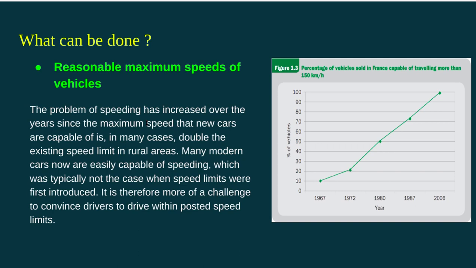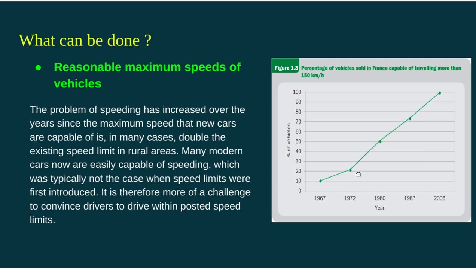Reasonable maximum speeds of the vehicles. The problem of speeding has increased over the years, since the maximum speed that new cars are capable of is in many cases double the existing speed limit in rural areas. Many modern cars now are easily capable of speeding, which was typically not the case when speed limits were first introduced. It is therefore more of a challenge to convince drivers to drive within the posted speed limit.